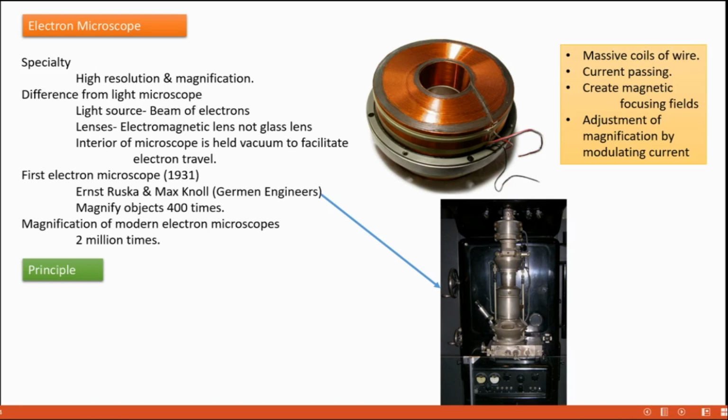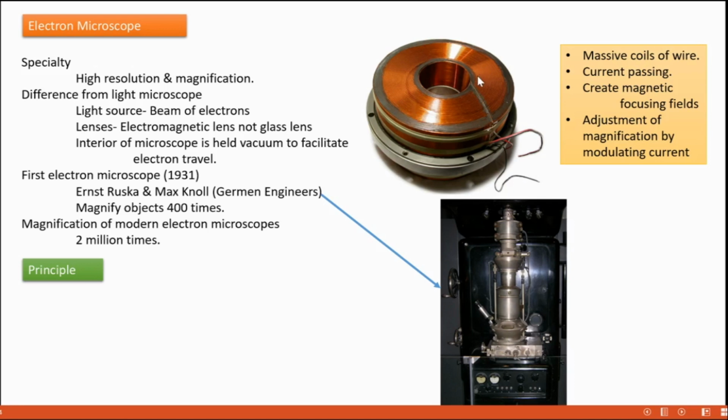In electron microscope, all the lenses are electromagnetic. But in the case of light microscope, all the lenses are glass lenses. Which are the lenses found in light microscope? Objective lens is there, ocular lens is there. Both these types are of glass. But in electron microscope, the lenses are a peculiar type, that is electromagnetic lens. Its picture is given here.